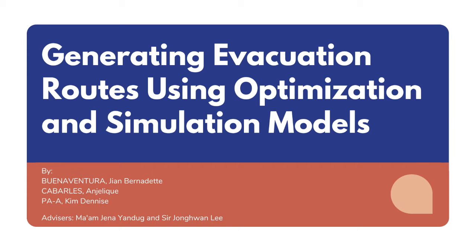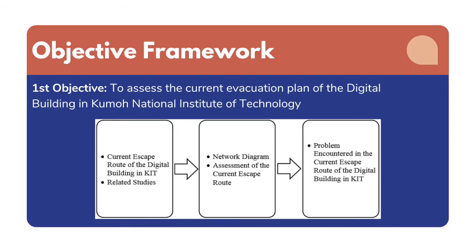Generating Evacuation Routes Using Optimization and Simulation Models. So the study aims for objectives to be accomplished, and we created a framework for each objective where input, process, and output are shown. So the first objective is to assess the current evacuation plan of the digital building in Kumo National Institute of Technology.